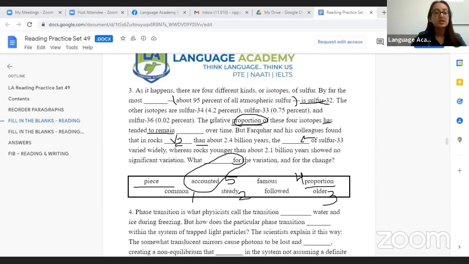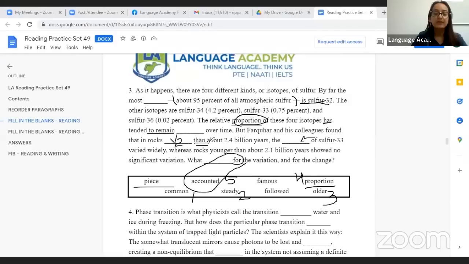Then the proportion to remain dash. So proportion is the composition. The proportion has to remain steady. A word that can match with proportion: a proportion can vary, proportion can be stable, proportion can be steady, proportion can be fixed, proportion can be variable. Only these are the words which can relate to proportion. Nothing else can be a proportion.